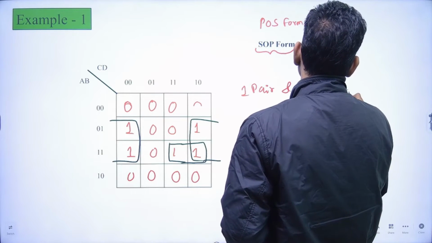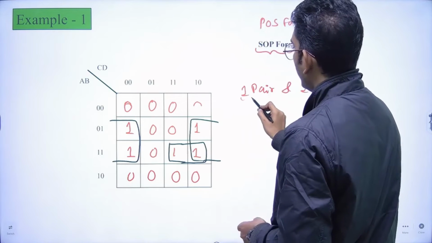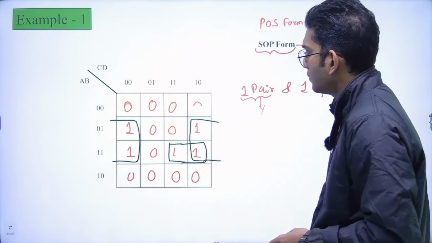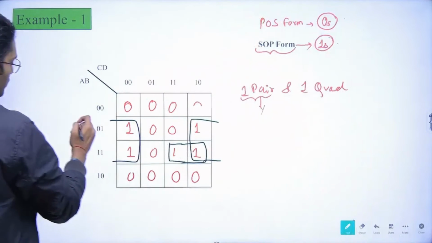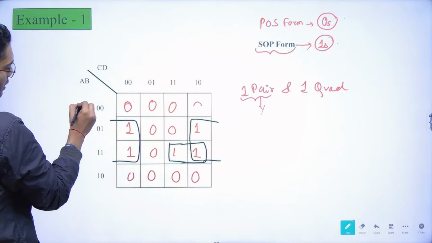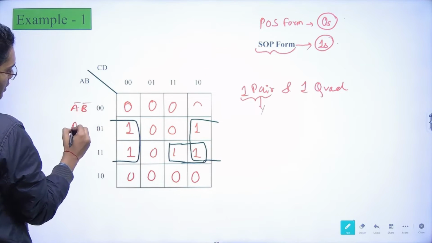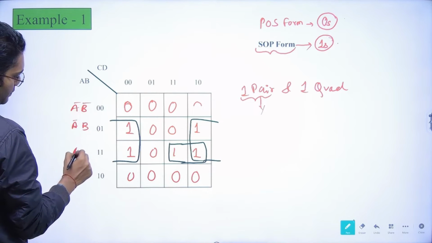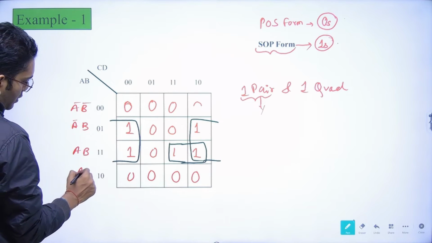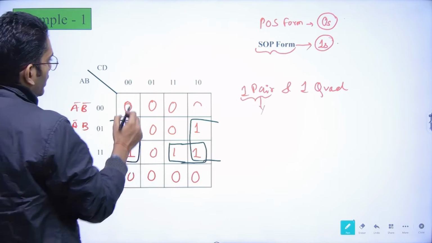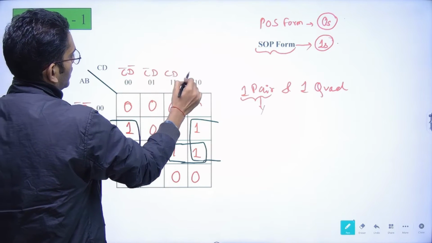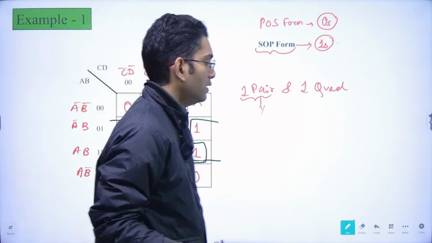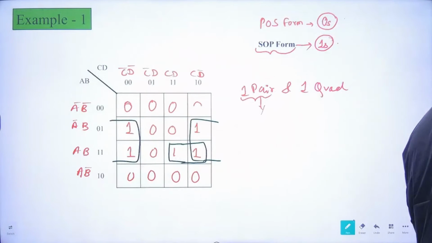Now for the pair, we have to write the simplified value. So first, we'll write it over here: A bar B bar, A bar B, A B, and A B bar. Here we would write C bar D bar, C bar D, C D, and C D bar.